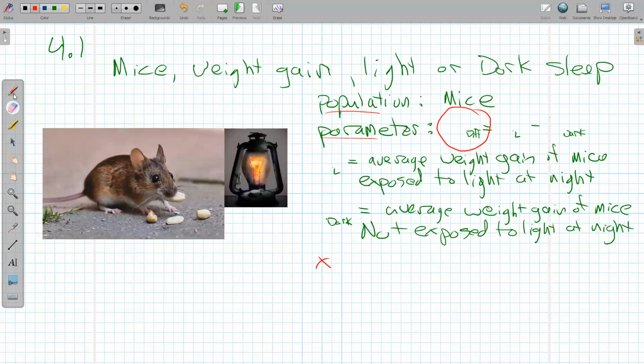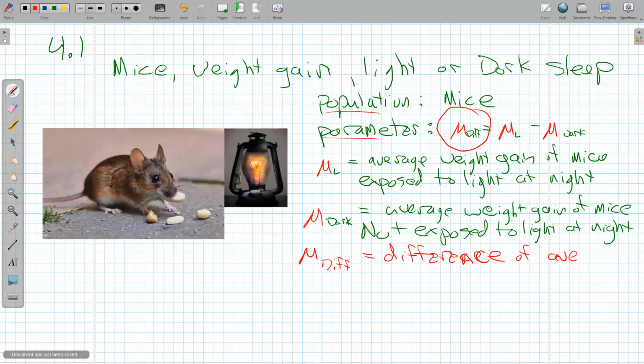So it should be mu difference, population mu, population mu. Mu diff is the difference of the averages, not the average difference, that would be something else. Difference of averages, light minus dark.